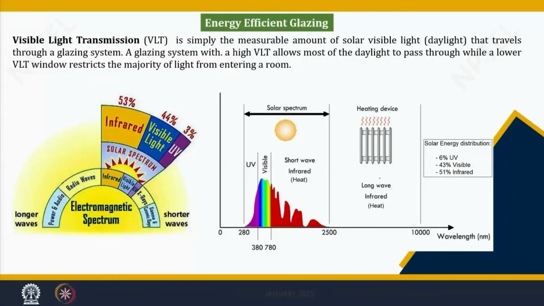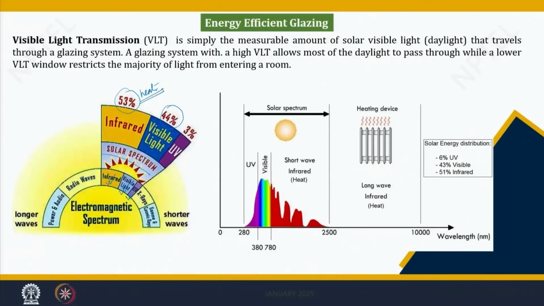Now, here is the energy efficient glazing, as I told you. The window glazings are also required for daylight. The solar radiation also takes care of your visible light. If you see the band, this is the band for the solar spectrum. It has an infrared portion, a visible light portion, and a UV portion also. Out of that, 44% is the visible light and 53% is the infrared, which is actually heat.